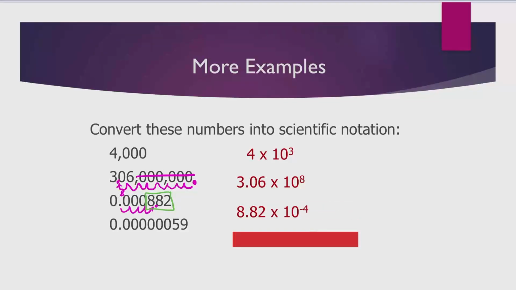Perfect. And then the last one would be 5.9. We move the decimal place over so that it's after the 5. So 5.9 is what stays. And then 10 to the negative 7 because we moved our decimal over 7 places. And it's a number that's smaller than 1, so it's a negative exponent. Questions about any of those? Great.